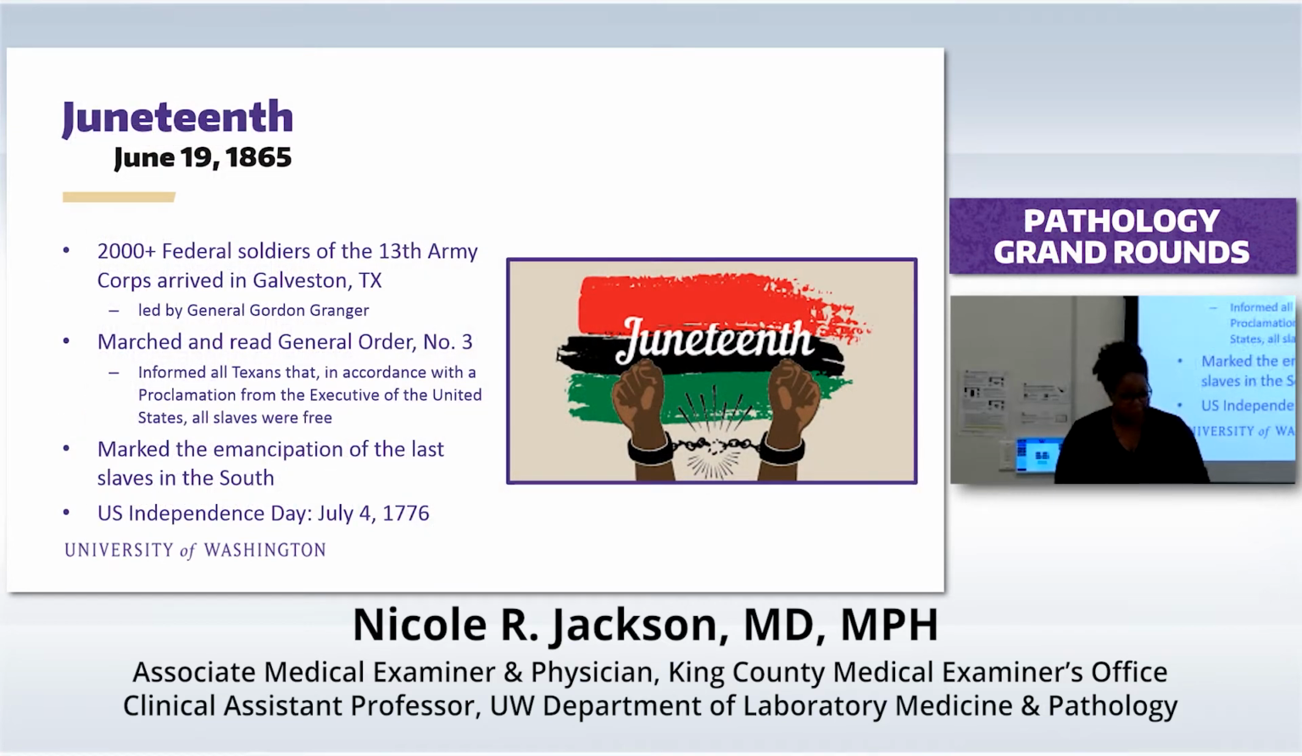So Juneteenth happened at the end of the Civil War on June 19th, 1865. And what happened was there were about 2,000 plus federal soldiers, Union soldiers, and they arrived in Galveston, Texas. And basically they marched around Galveston reading and informing all Texans that in accordance with the proclamation that had been previously issued, every slave was free.